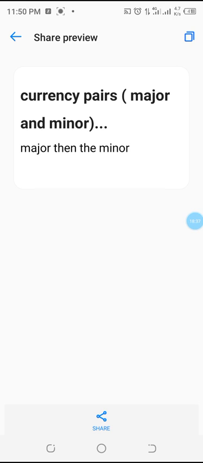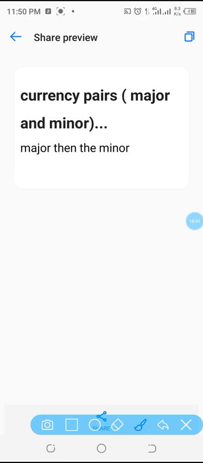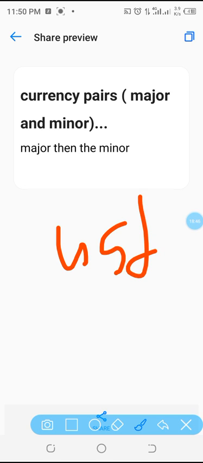Before we go into that, I would like to say that the USD is known as the universal currency. The US dollar is the universal currency. So now let's move on.